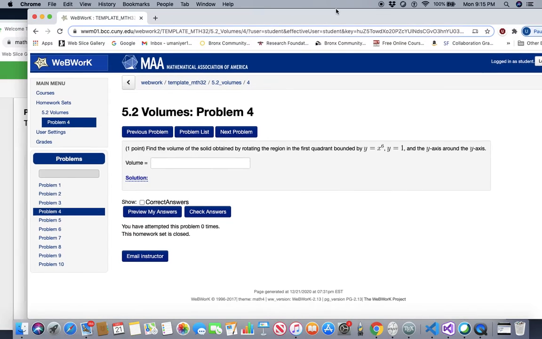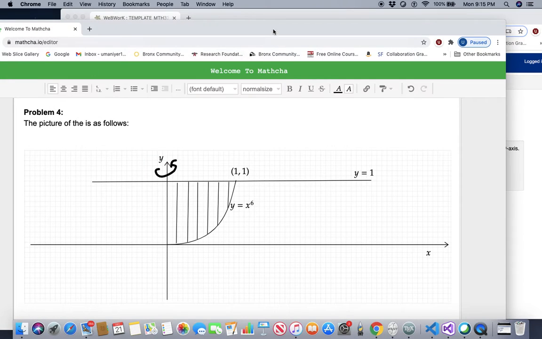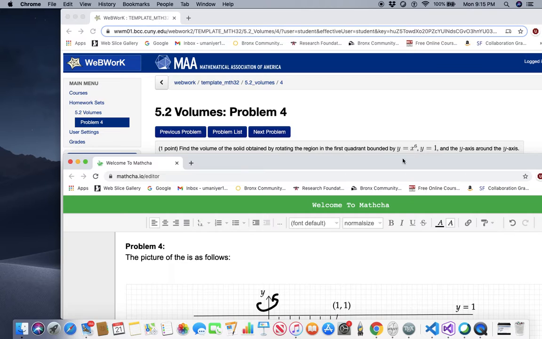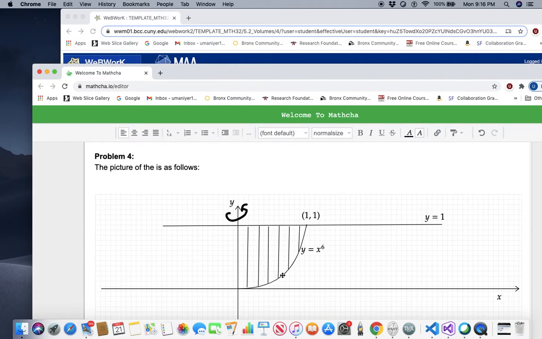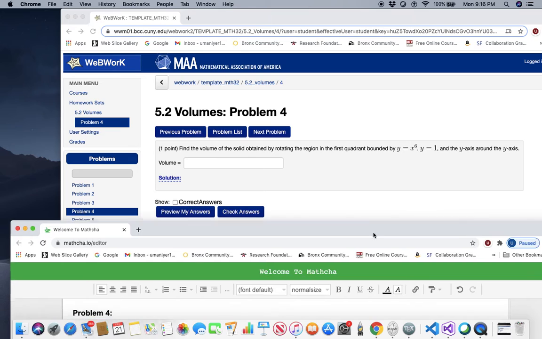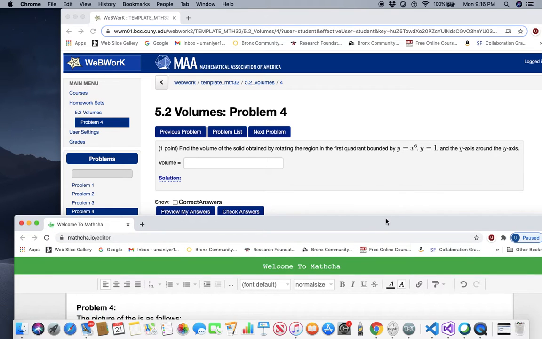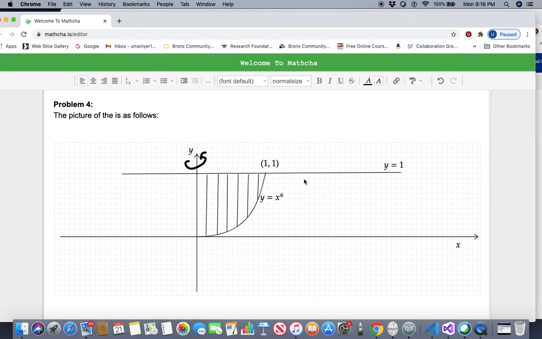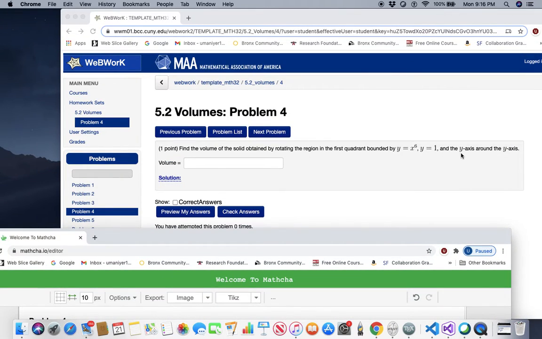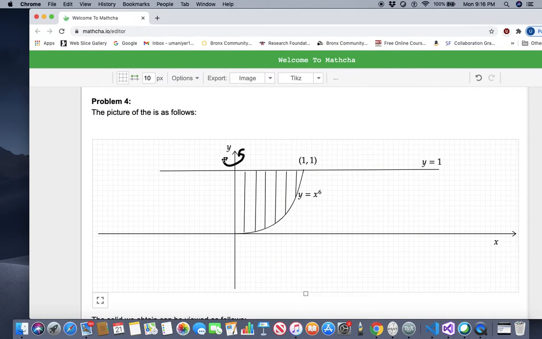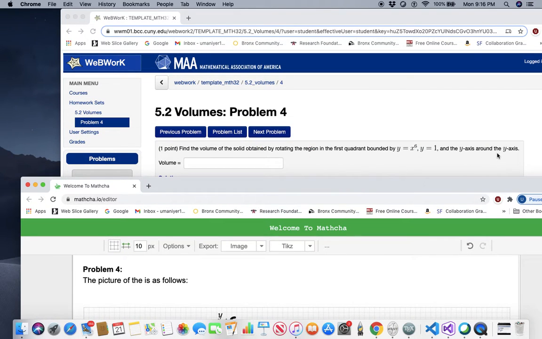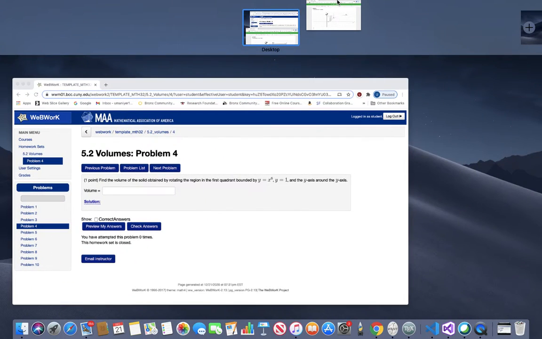All right, so let's understand this picture. You want y equals x to the 6, that's this curve. You want the line y equals 1, that's the horizontal line. And then you want the y-axis. So the region between this line, this curve and the y-axis. That's this particular region, and you want to rotate it around the y-axis.